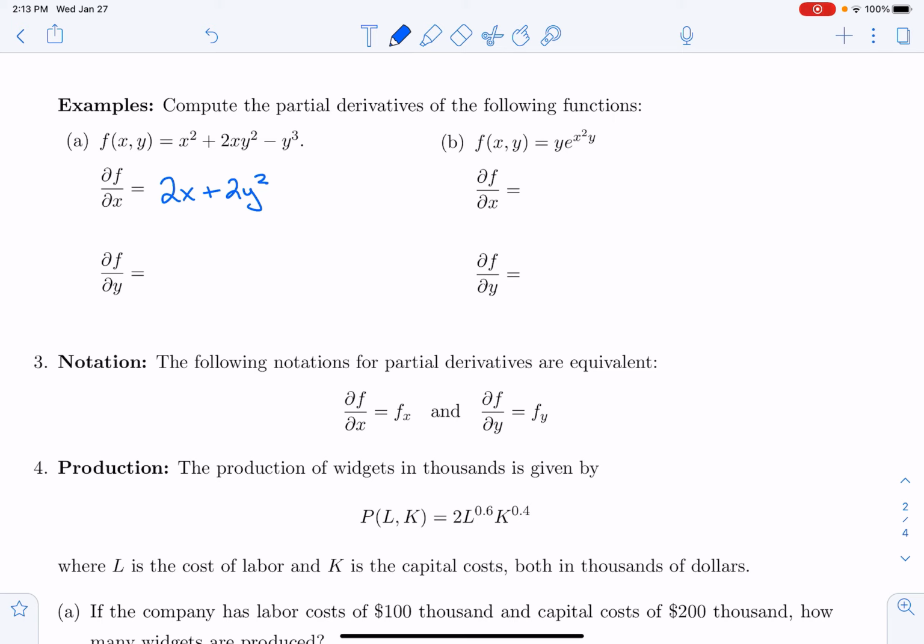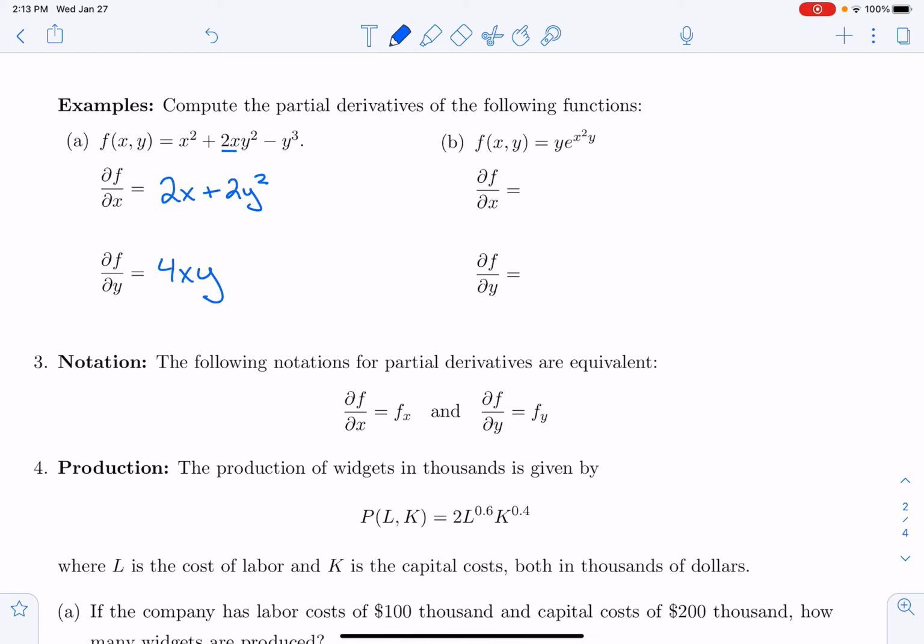Now, what about 2xy squared? Here, 2x is a constant. And now I need to take the derivative of y squared, which is 2y. If I had the derivative of, say, 8y squared, we would say it was 16y. If I had the derivative of 12y squared, we would say it was 24y. So the derivative of 2xy squared is going to be 4xy.